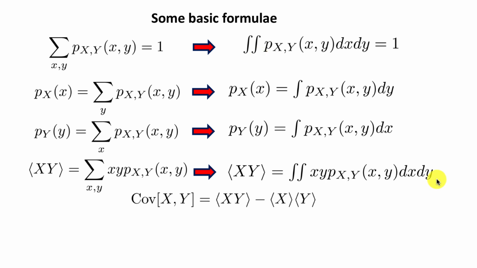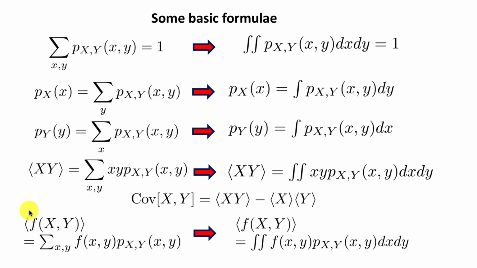Now, the covariance of x and y, as before, is defined exactly as you would expect. So it's the average value of xy minus the average value of x into the average value of y. In fact, it is now pretty obvious, boringly obvious, that if you have a function of the random variables x and y, any function, this could be a polynomial, this could be sine, cosine, anything, well, x takes the value x, y takes the value y, so the function of x and y weighted by the joint probability distribution function, well, you sum over x and y.